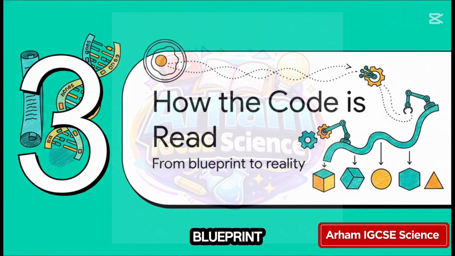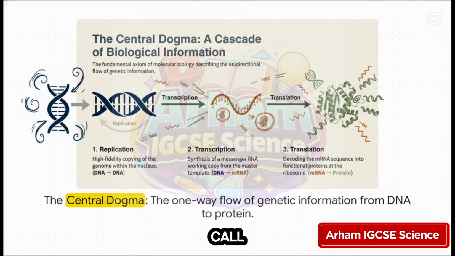Okay, so we've got a blueprint, it's written in genes, and it's stored safely in the nucleus. But how does the cell actually read that blueprint and start building things? How do we go from a static code to a dynamic reality? Well, biologists call this whole process the central dogma. Now, that sounds pretty complicated and intimidating, but honestly, the idea is just a simple one-way flow of information. It describes how the master instructions in the DNA archive get turned into the functional proteins that actually do all the work in our cells.